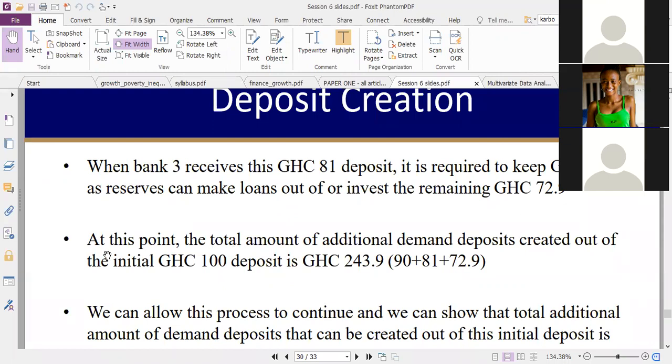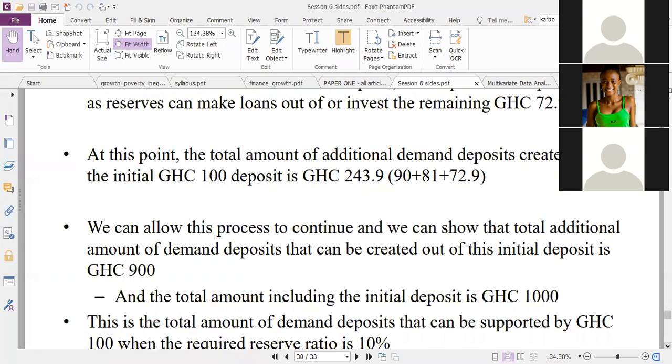Looking at this point, the total additional demand deposit created out of the initial 100 cedis is 243.9. So out of the 100 cedis someone deposited, the three banks have been able to create 243.9. Remember, someone gave us 100 and we gave someone 90. The person took the 90 to some people. They also kept a percentage. Now we have 81 and then 72.9. When we add all of this, we get this. This is how the commercial bank actually creates money.